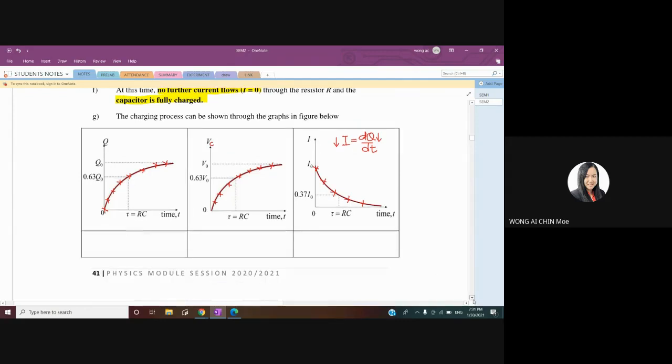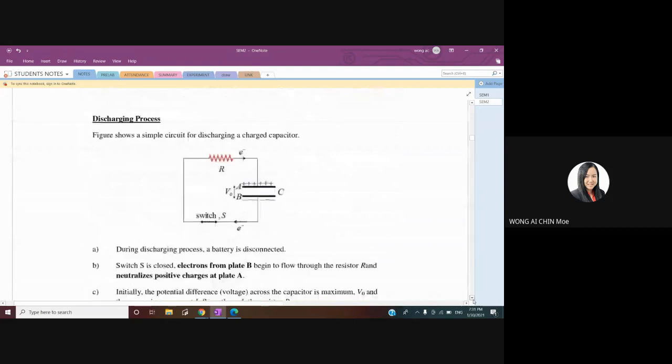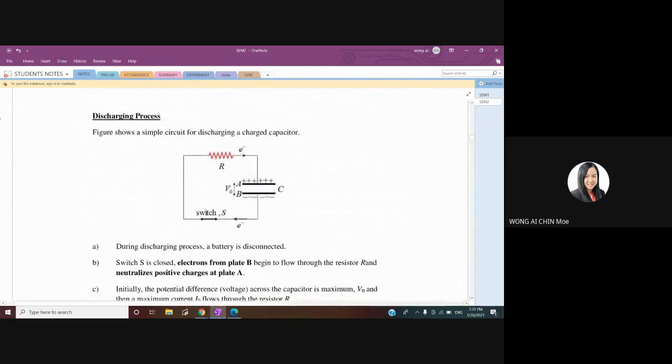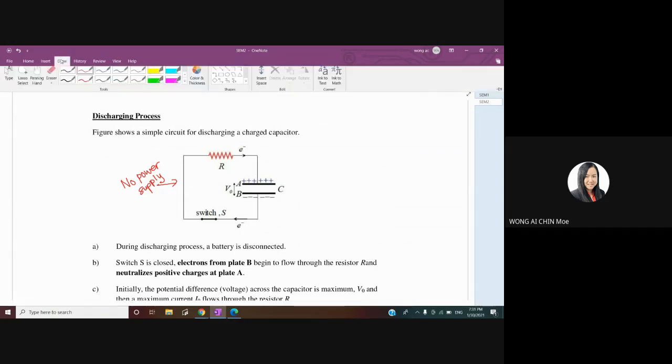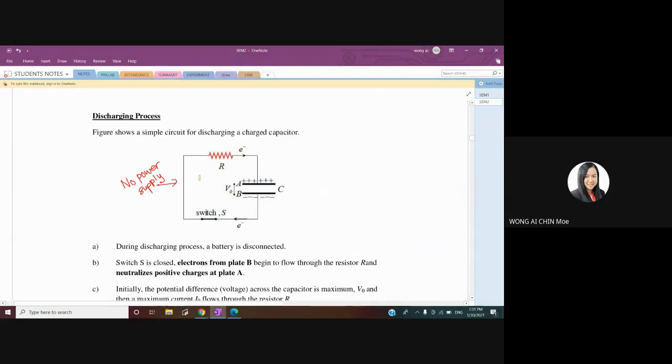Okay, next we go to the discharging process. If you refer here, there is no power supply, meaning that the battery is taken out. When there is no battery, we disconnect from the battery, that moment is the discharging process.